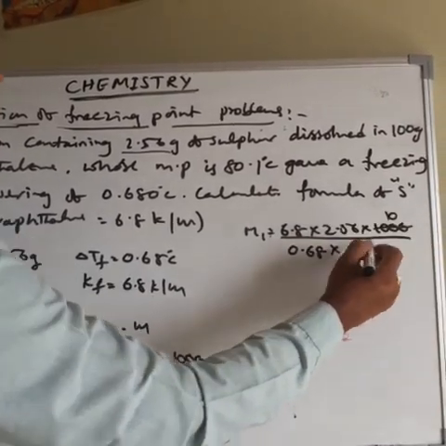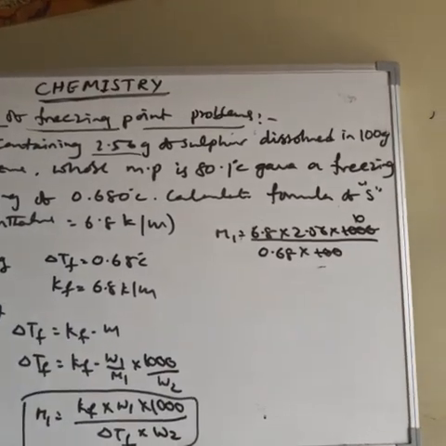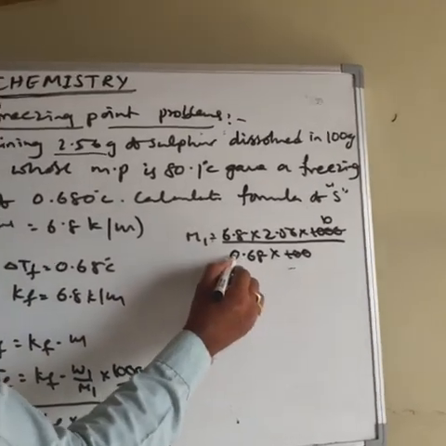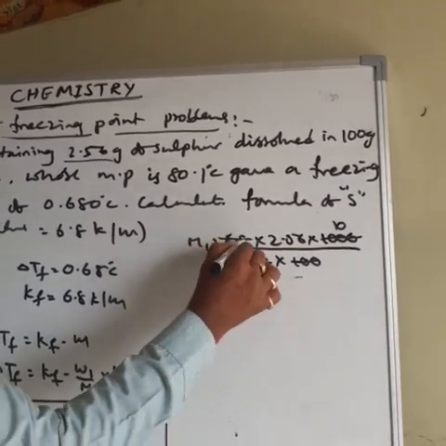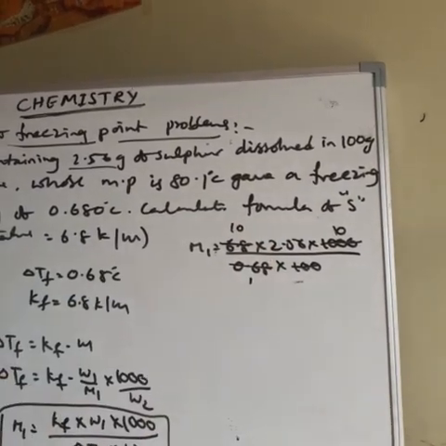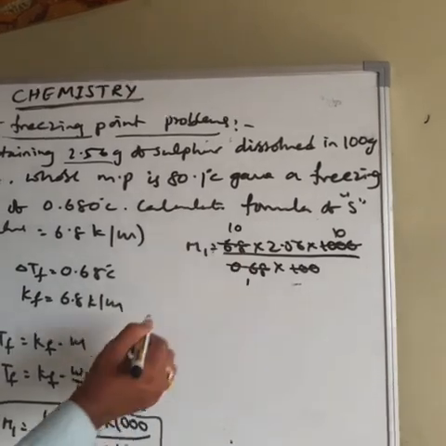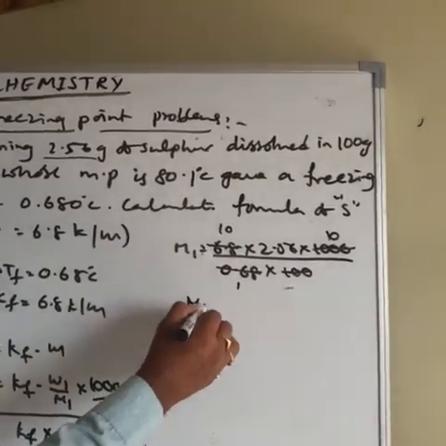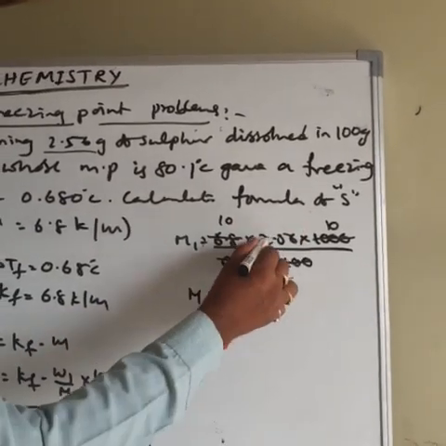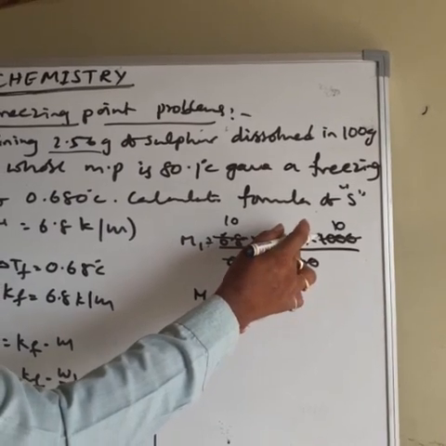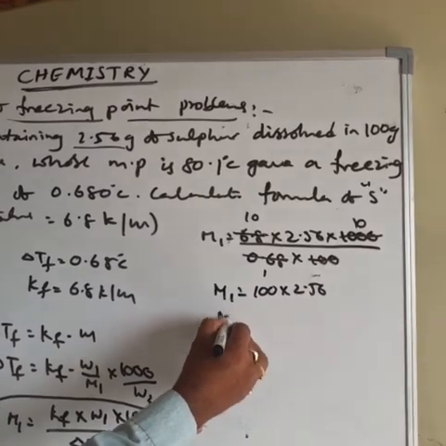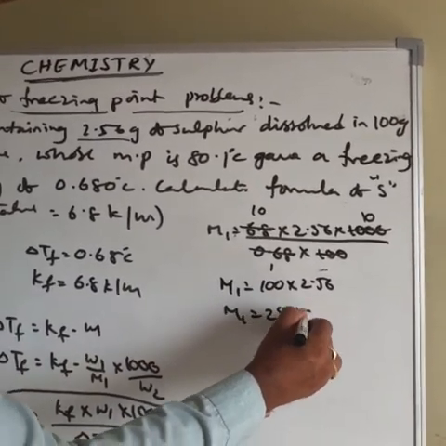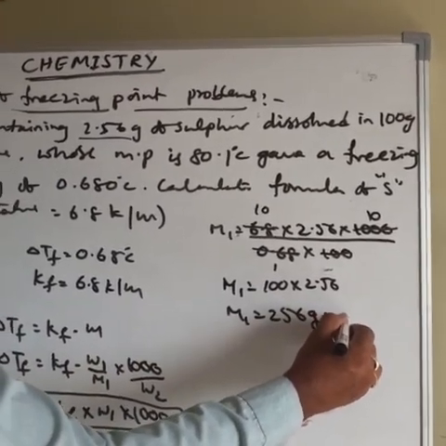So its value is 10. Okay. Then next one is here 0.68. If it is calculated, then here 1, here 10 value, 10 times cancel. 0.68 to 6.8, 10 times cancel. Then M1 is equal to 10 into 10, 100 into 2.56. M1 is equal to 256 gram mole inverse.